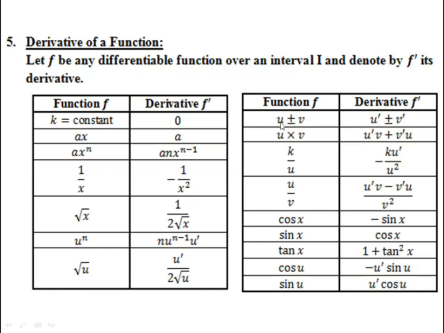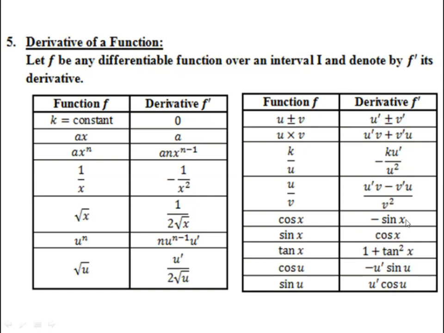The derivative of the sum or the subtraction of u and v is u prime plus or minus v prime. Derivative of a product is u prime v plus v prime u. Derivative of constant over u is minus constant times u prime over u squared. Derivative of the quotient u over v is equal to u prime v minus v prime u over v squared. This is an important formula in the study of functions.